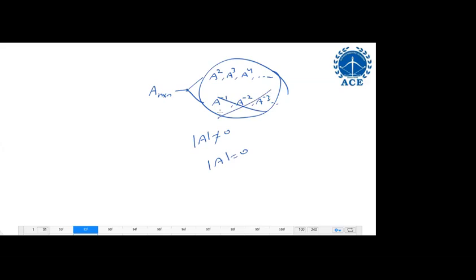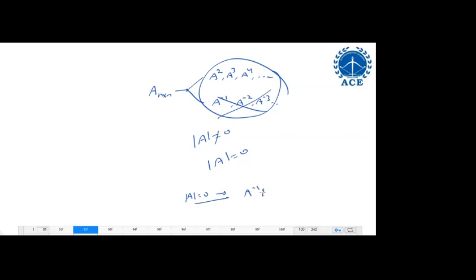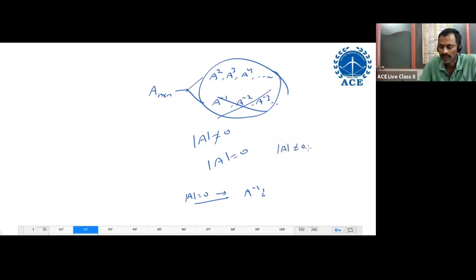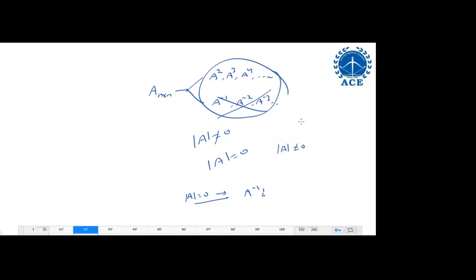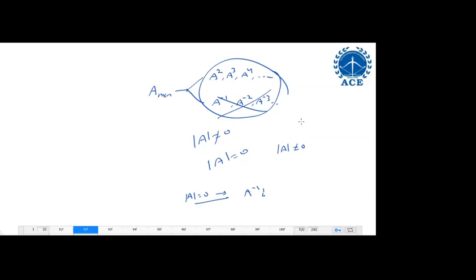Sir, determinant not equal to 0 is for both, and determinant not equal to 0 means only the inverse is possible? No. Determinant of A equal to 0 means it is singular. If it is singular, A inverse does not exist. A inverse does not exist, negative powers are not possible. Determinant not equal to 0, A inverse exists. That is why for non-singular, all powers are possible. For singular, only positive powers. Okay, sir. Now I got it.